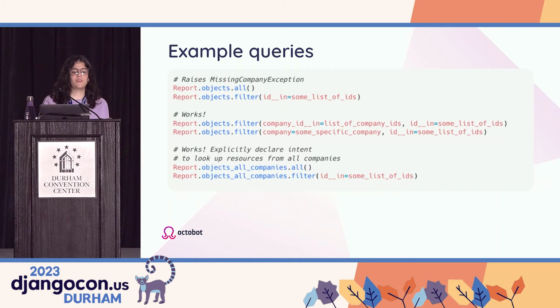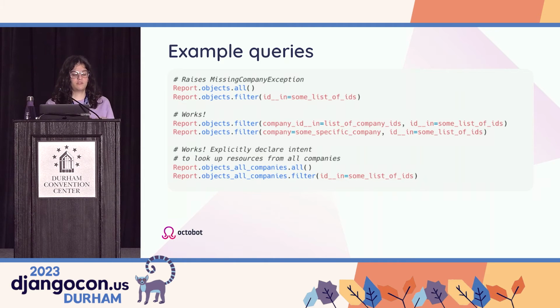And what happens if I didn't forget to filter by company? I know what I'm doing. It's not that I'm making a mistake. I want all the reports or all the reports that match some criteria. That's why we had the other manager, the objects all companies. That one I can use as usual. I can call my all method or my filter method without any company ID. What this does is basically explicitly declare your intent to look up resources from all companies. So the person who's reading your code will know, okay, you're not forgetting to filter by company. This is exactly what you meant to do.